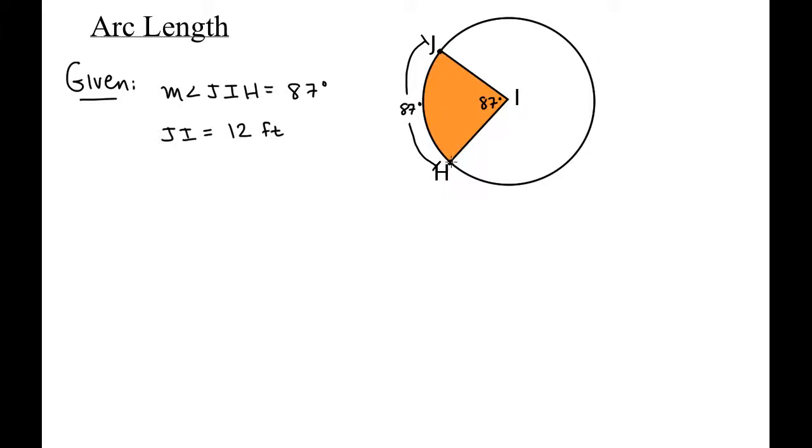Your job, of course, is to find the distance it would take you to walk from point J to point H. But you can't go straight, right? You have to go around this way. It's kind of like you're walking around maybe a fountain or a pond or something.